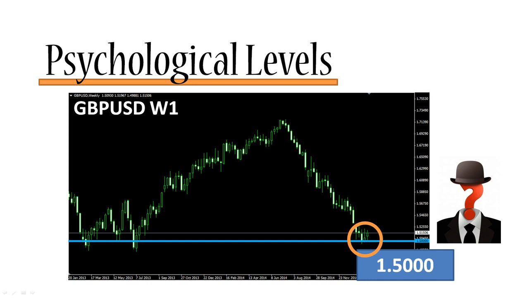In this particular case, you can see that the psychological level is also a historical level. That's quite common with psychological levels, because they tend to be very significant throughout history. Back from January to July 2013, the price tested this psychological level three times. As you can see, it was unable to cross it, and that's when a massive impulse happened and the price went upwards and reached somewhere around 1.7 American dollars per British pound. So now it's back here at 1.5000, and everybody's waiting to see what will happen.